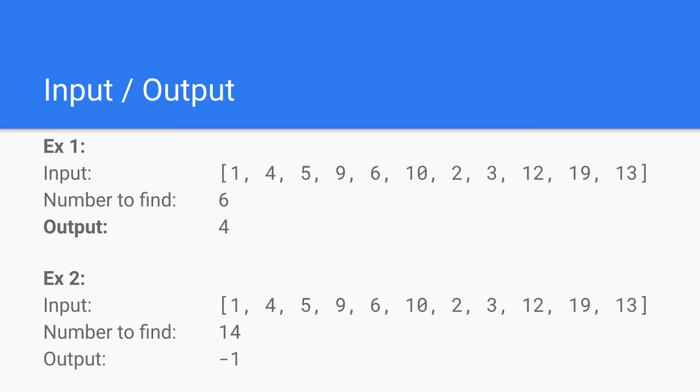In example 2, I am trying to find number 14. Now the number 14 does not exist in the array. In this case, my algorithm should return -1.